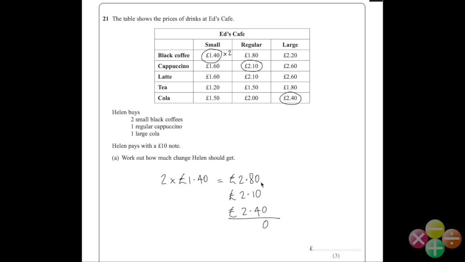So altogether she spends £7.30. So to work out the change, remember you can use your calculator for this if you want to, even to double check. £10, take away £7.30, leaves me £2.70. So Helen has £2.70 change.